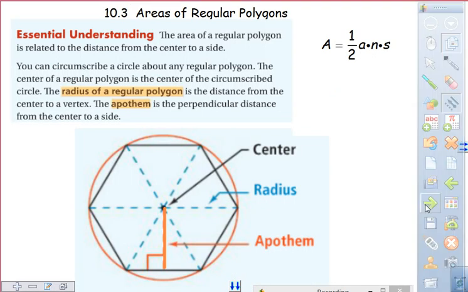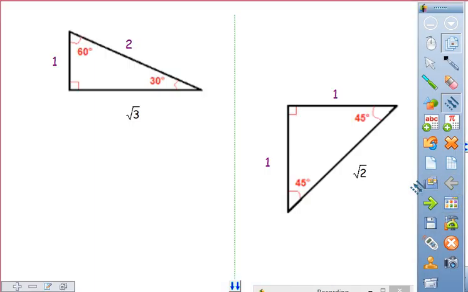Lesson 1013, Areas of Regular Polygons. Before we get started, here's a quick look at our special right triangles.